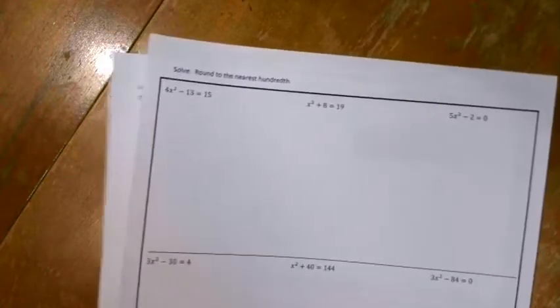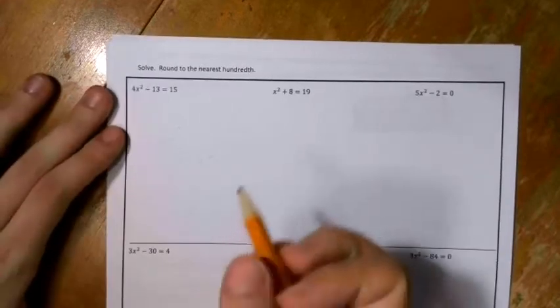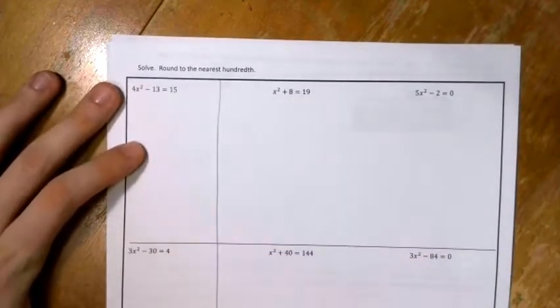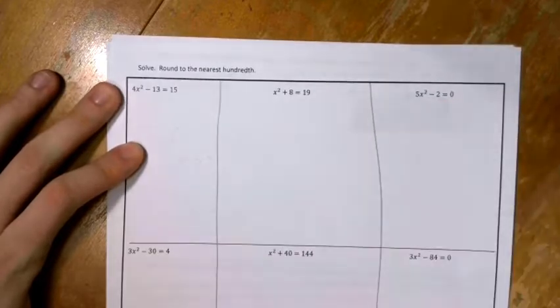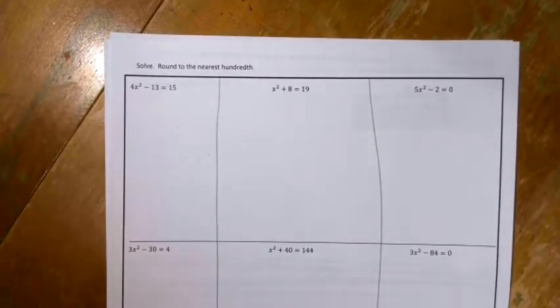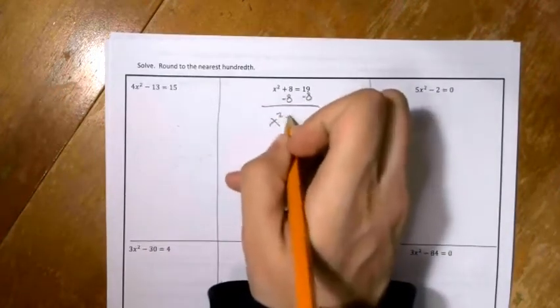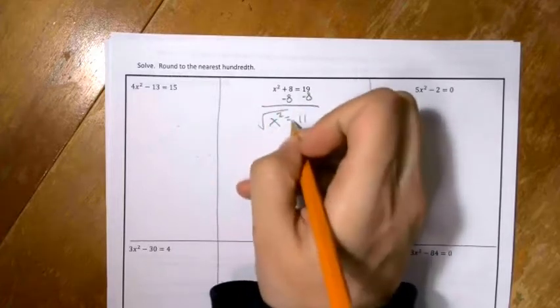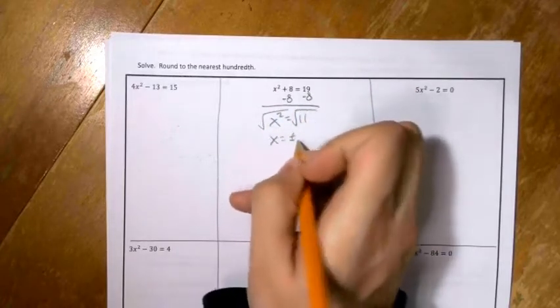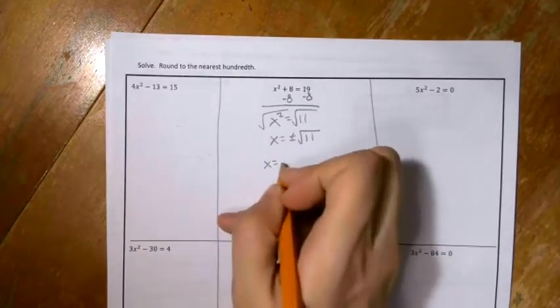All right, for our next one here, we are still rounding to nearest hundredths. My vertical lines didn't turn out so well on this one, so I'll draw some in really quick. There we go. All right, let's do the middle one together. I'm going to subtract 8 on both sides, so we get x squared is equal to 11. I square root, I get x equals plus or minus the square root of 11.